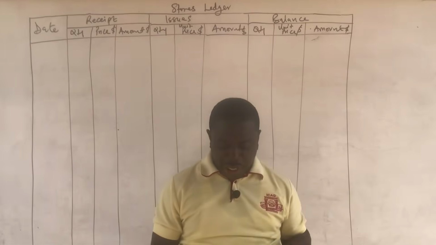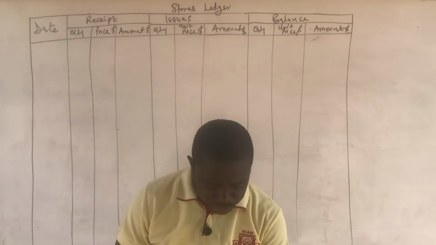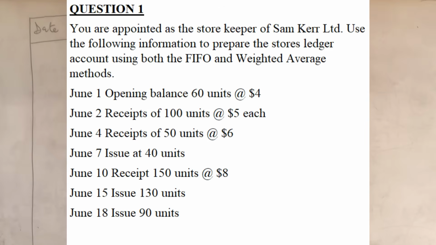Okay, so let us take this question. You are appointed as the storekeeper of Some Care Limited. Use the information below to prepare the store's ledger account using both the FIFO and the weighted average methods.